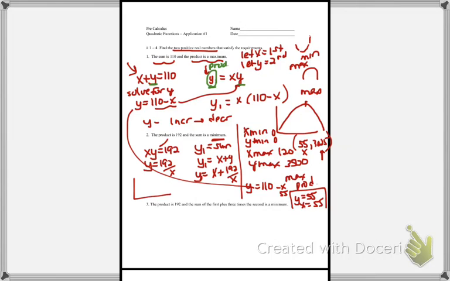This time when you look at it, you're looking for a minimum, something that turns and comes up. Look for y to decrease and then increase. So you have to do these first four.